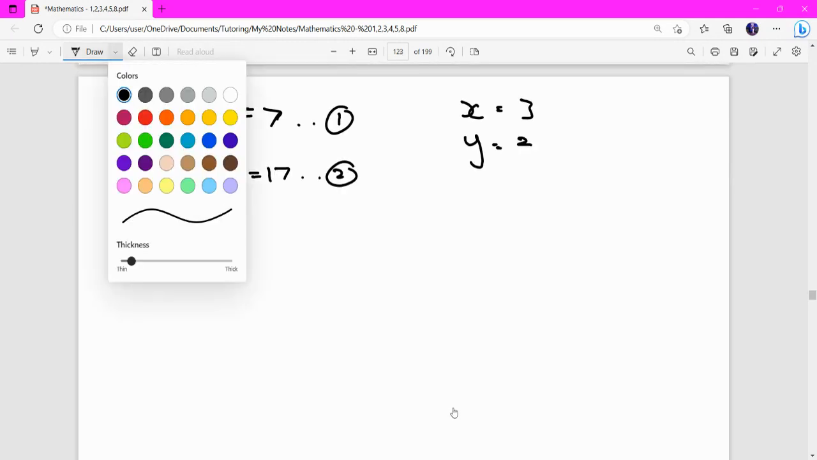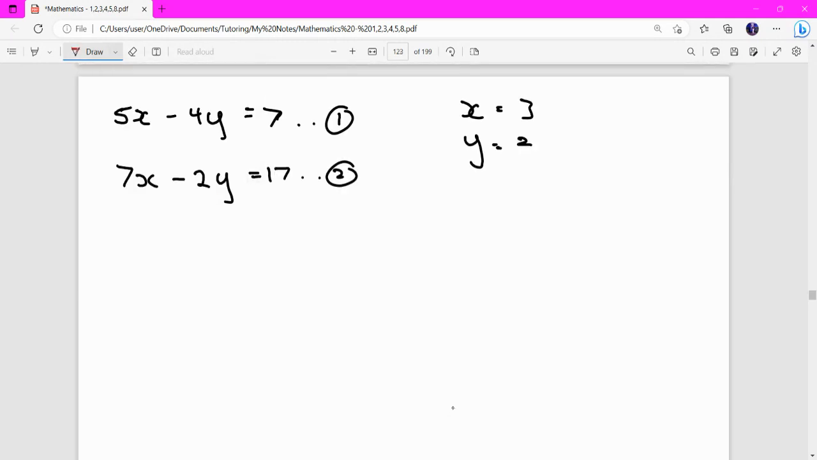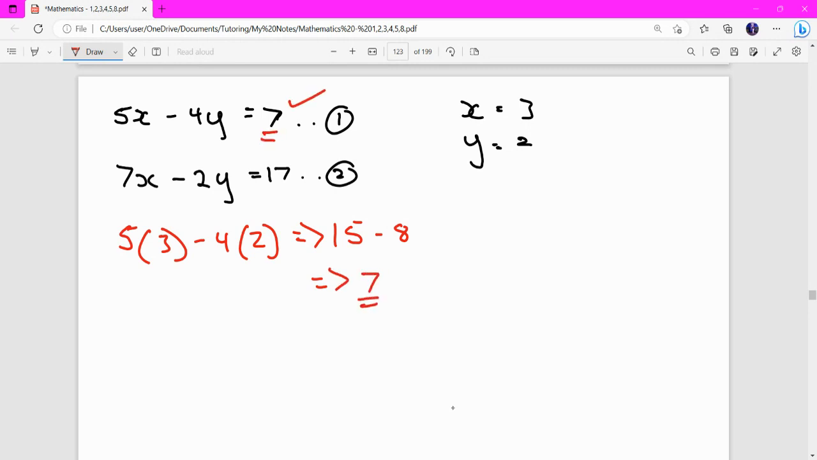So now let's plug in those values into equation 1. So we get 5 multiplied by 3, subtract 4 multiplied by 2. That is equal to what? Well, let's see. 5 by 3 is 15. Negative 4 by 2 is negative 8. 15 minus 8 is 7. Do you have 7 over here? And 7 over here. So you know that it satisfies equation 1.